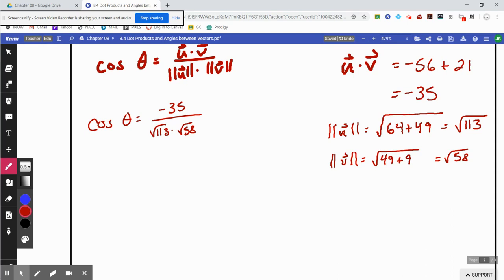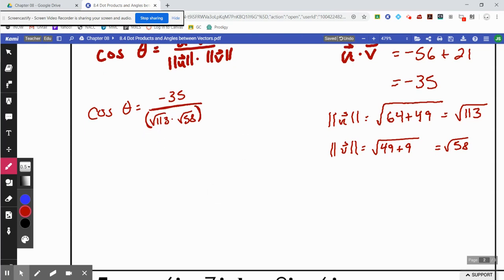My advice, though, when you type this in, is to make sure that the bottom is in parentheses so that you're dividing negative 35 by that whole product. If you don't put parentheses around the bottom, you'll divide negative 35 by just the first root, and then you'll take that answer and multiply by root 58, and it'll give you the wrong answer. So make sure parentheses are around the bottom.